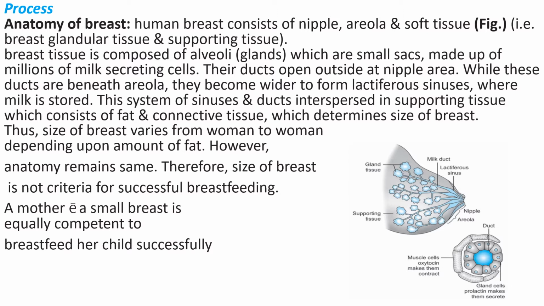This system of sinuses and ducts is interspersed in supporting tissue, which consists of fat and connective tissue, which determines size of breast. Thus, size of breast varies from woman to woman, depending upon amount of fat. However, anatomy remains same. Therefore, size of breast is not criteria for successful breastfeeding. A mother with a small breast is equally content to breastfeed her child successfully.